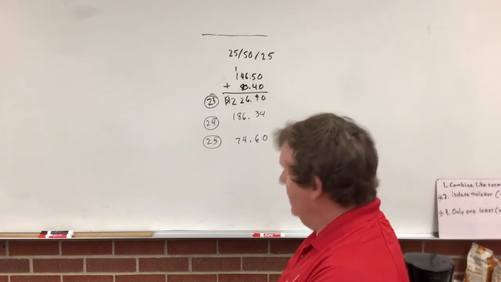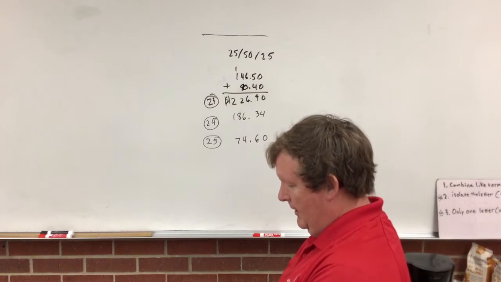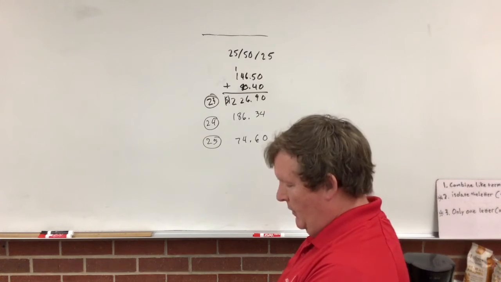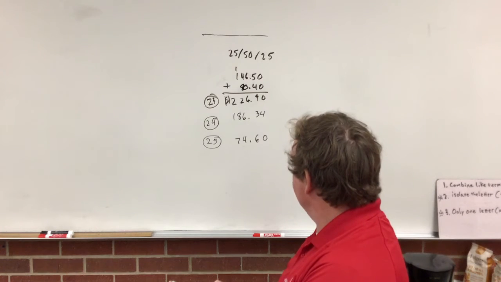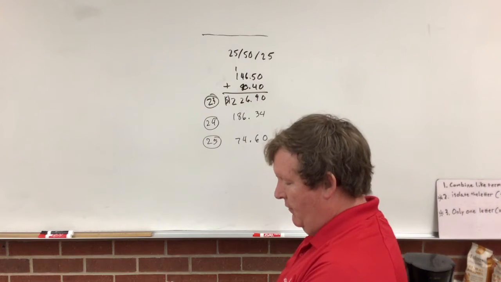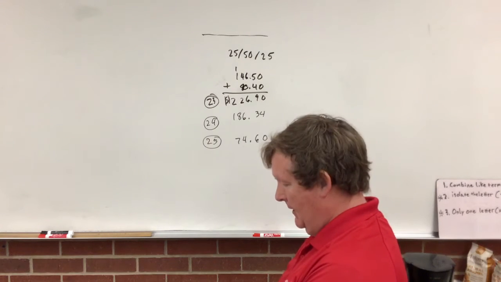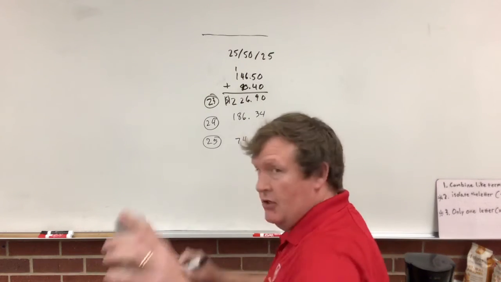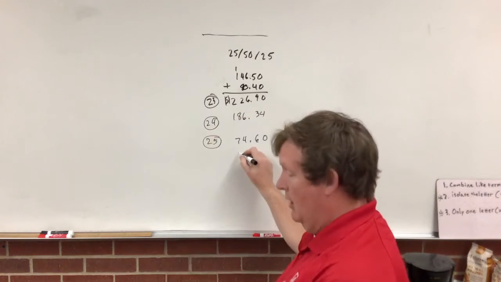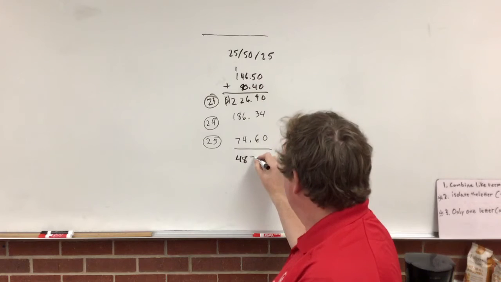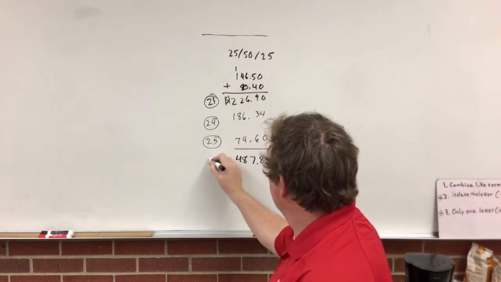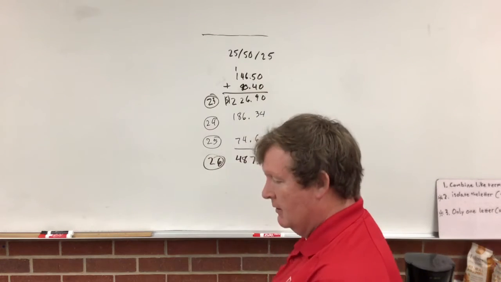226.9 plus 186.34 plus 74.60. And I've got a total of $487.84. There's number 26.